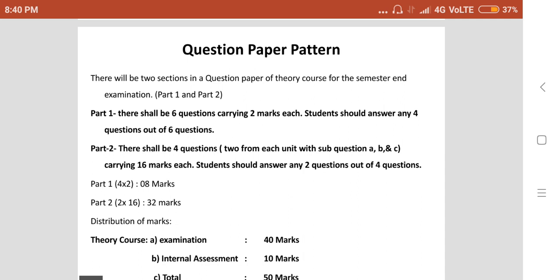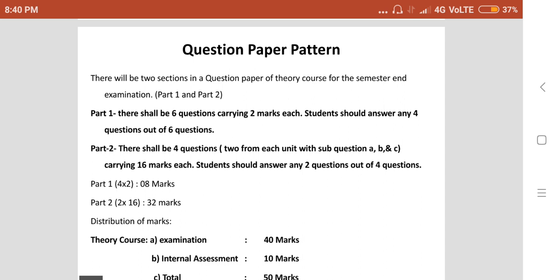There will be two sections in a question paper of theory course for the semester end examinations, part 1 and part 2. Part 1. There shall be 6 questions carrying 2 marks each. Students should answer any 4 questions out of 6 questions.